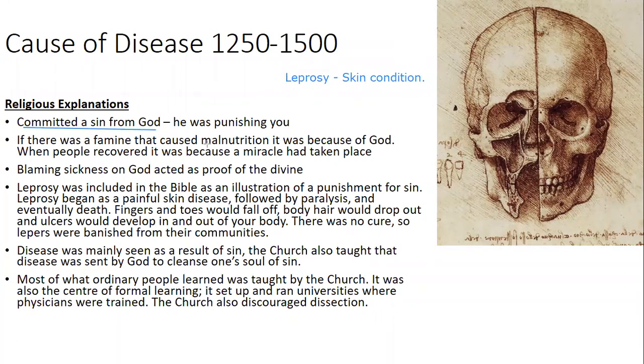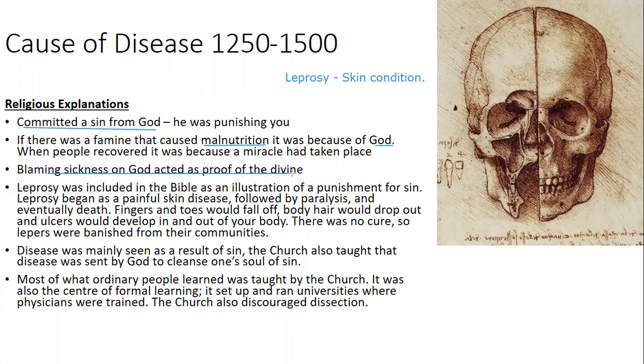Next, if there was a famine that caused malnutrition, now malnutrition is when you starve or don't get the right nutrients, it was because of God. When people recovered, it was because a miracle had taken place. So again, if something bad was happening in the world, it was because of God, either testing faith or punishing people for doing something wrong. The concept of blaming sickness on God also acted as proof of God's existence, proof of the divine.